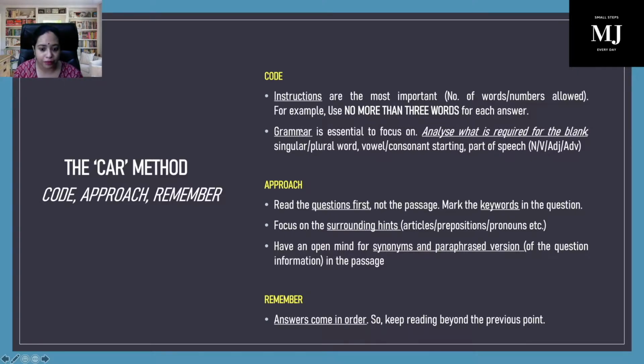Then grammar, which is essential to focus on. Guys, please analyze what is required for the blank. Whatever space you are having for that blank, just don't focus on that space. Focus on everything around that blank, because all those things around the blank will tell you what is going to be there in the blank.